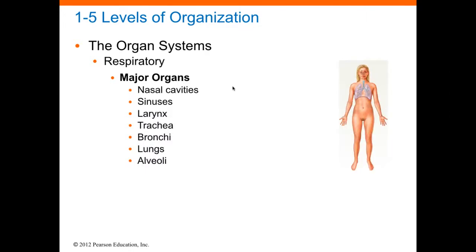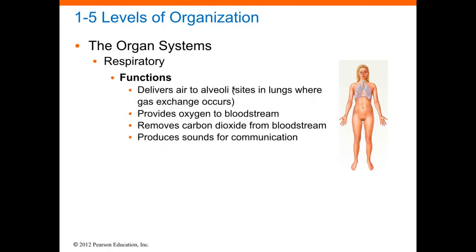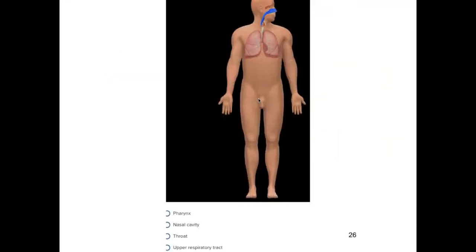In the respiratory system, we have the nasal cavities. We have your sinuses, your larynx, your trachea, your bronchi, lungs, and alveoli. And they're designed to deliver air or oxygen, right? It's going to deliver air to the deepest part of the lungs called the alveoli. And that's the site where gas exchange takes place, where oxygen comes in, but CO2 is pushed out. So it provides oxygen to the bloodstream, but removes CO2 from the bloodstream as well. And because of the sinuses, it produces sound for communication.